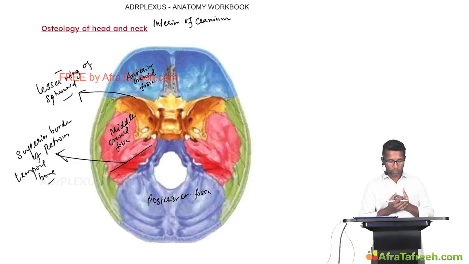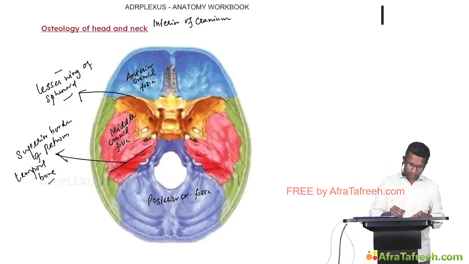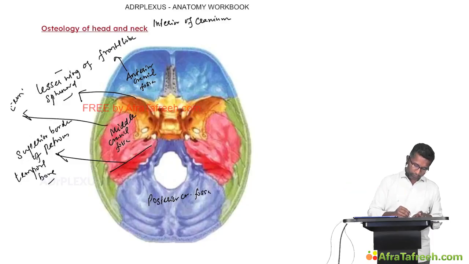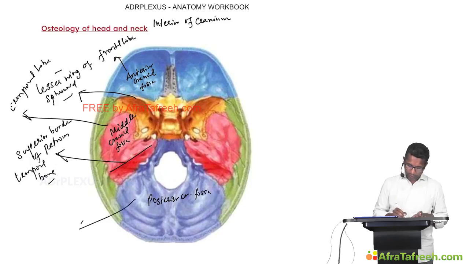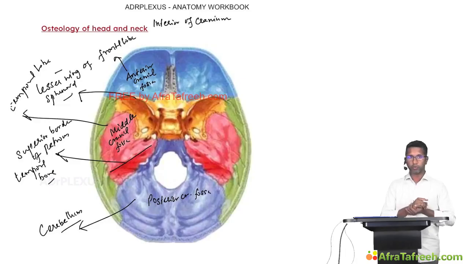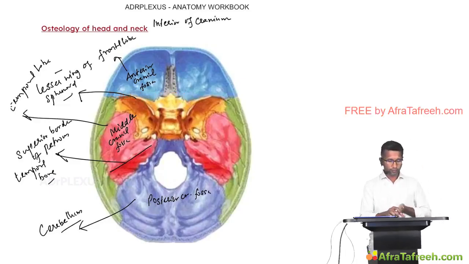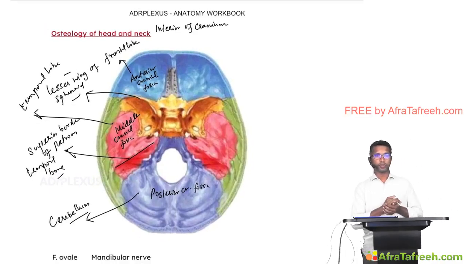The anterior cranial fossa is occupied by the frontal lobe of the brain. The middle cranial fossa is occupied by the temporal lobe of the brain. And the posterior cranial fossa is not occupied by the cerebrum, it is occupied by the cerebellum. So these are the things you come across in this.